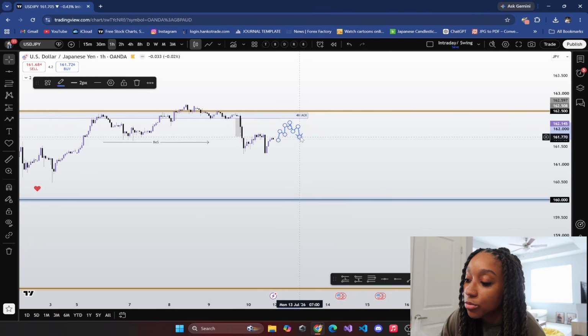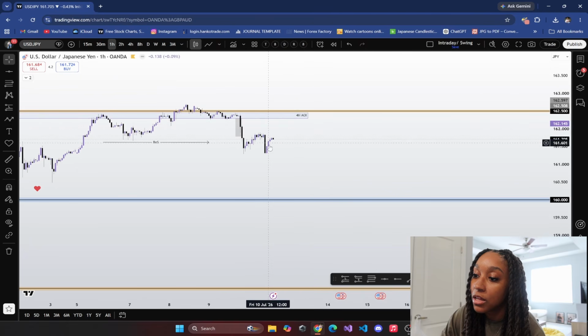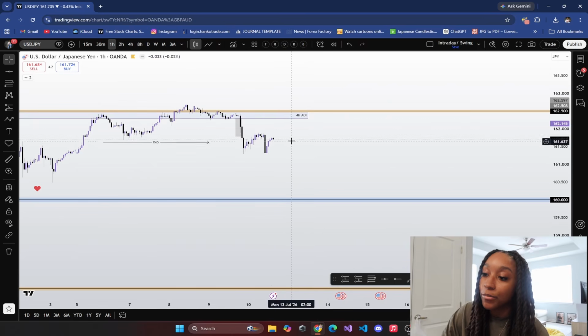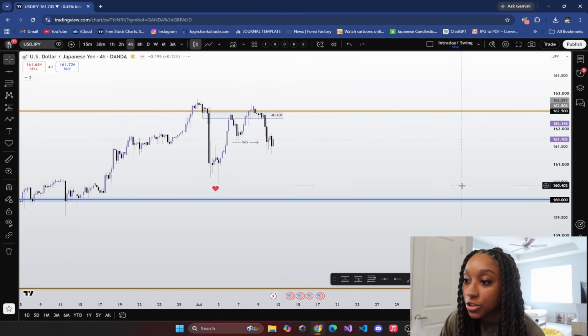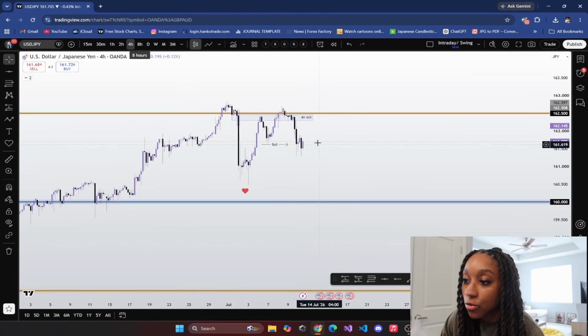So I'm kind of watching to see what price wants to do. It looks like we're building back up, which is cool, of course, right? But I need structure to be bearish before I can take sells, right? So kind of watching the 1 hour for an entry, seeing what the 4 hour does.